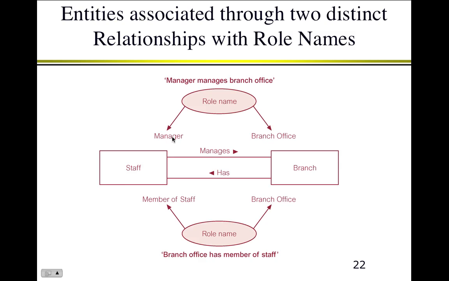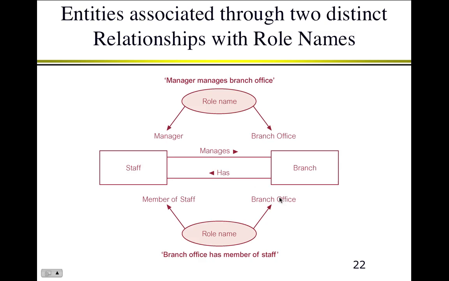Normally, you're not going to see too much text on here. This is for illustrative purposes. You're not going to see these bubbles up here with the role name and the role name. That's for illustration. I'll show you at the start of the next lecture, which is the continuation of this, a real diagram, and you can kind of see what's on there and what's not on there. But here we have a staff that manages a branch and a branch that has staff that's part of the branch.